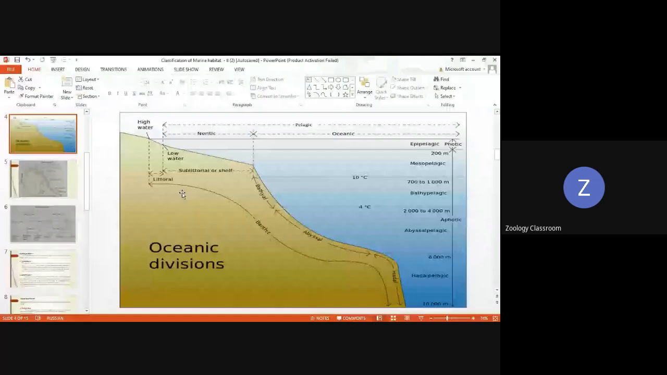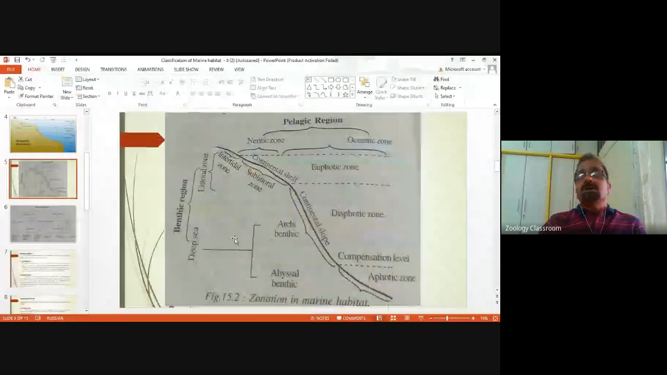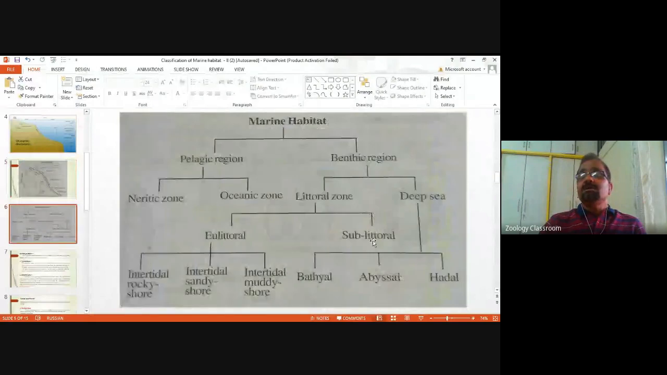Now this oceanic zone beyond the continental shelf is divided into the archibenthic zone and the abyssal zone. This is the archibenthic zone, and benthic means this is the part of the benthic region, the deep-seated regions.